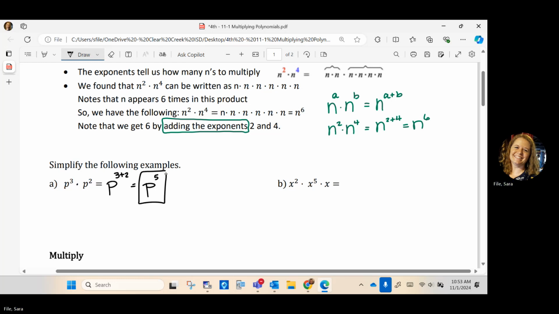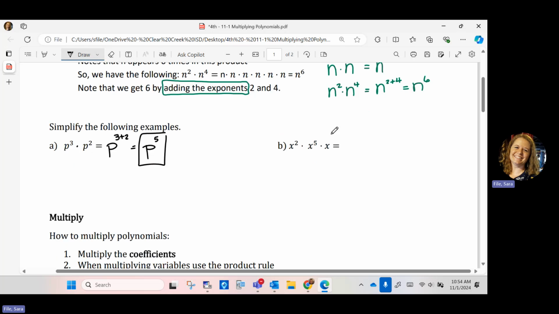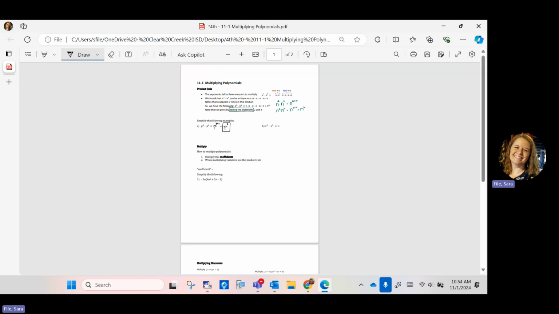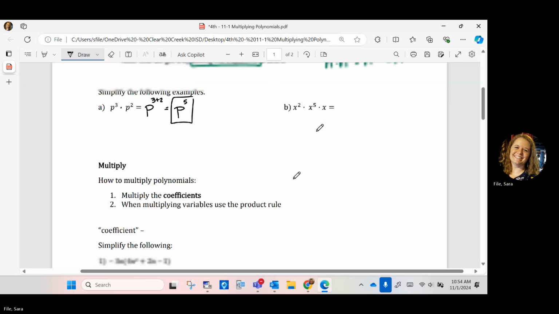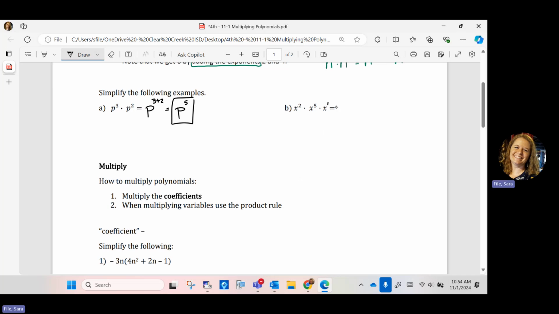Now if you've got 3 terms being multiplied, here I've got x squared times x to the 5th times x. All 3 of them are base x, so I can add all of the powers. But this last one doesn't have a power. What do you have to remember? If there's no power on your variable, what's the understood power? It's a 1. So this means this is x to the 2 plus 5 plus 1, so that is x to the 8th.